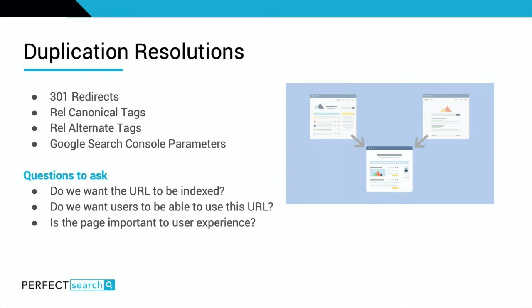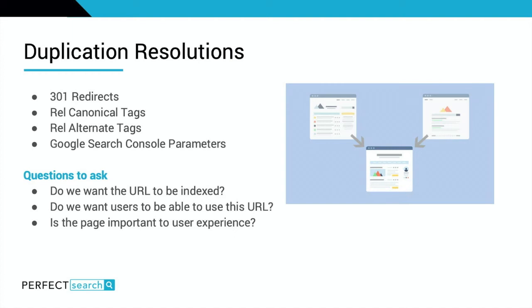What are some of the duplication resolutions? 301 redirects, so redirecting a duplicate site or page to point to the original authoritative version, as well as rel canonical tags. The canonical tag points to the original and most authoritative version of the page. Then there are rel alternate tags, and also using Google Search Console parameters.